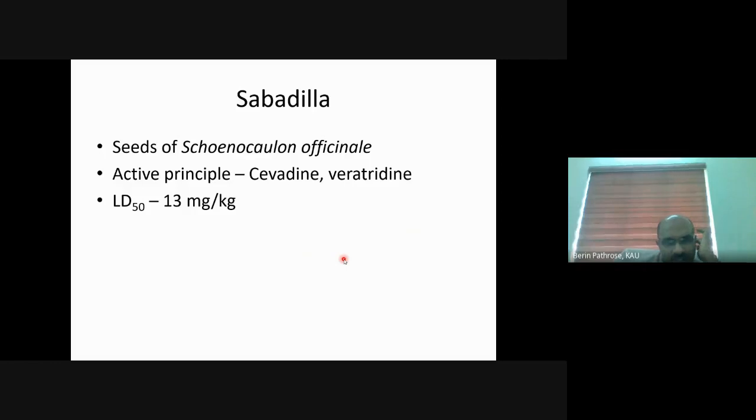Coming to the next botanical, Sabadilla, it is also not widely used. It is obtained from the seeds of a plant called Schoenocaulon officinale, and other than sabadilla, we have cevadine and veratridine, which are other pesticidal molecules. It is also extremely toxic. Its LD50 is 13 milligram per kg.